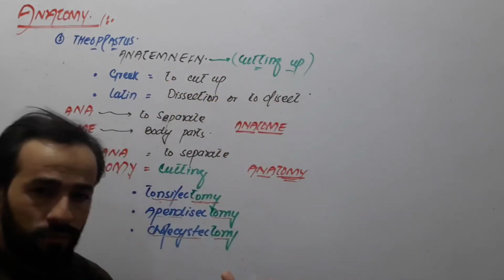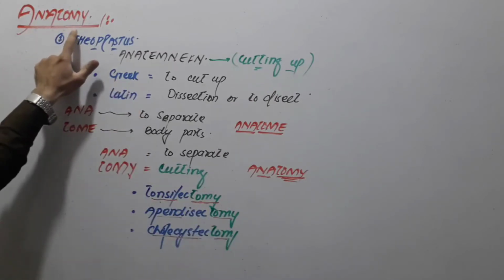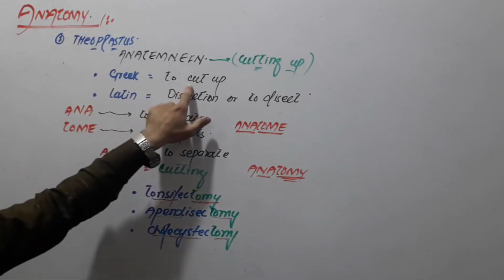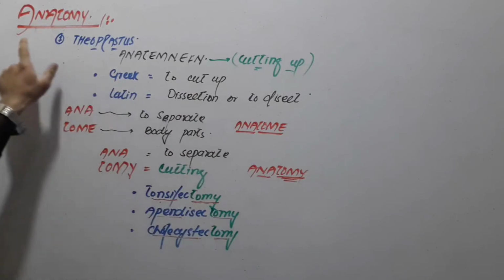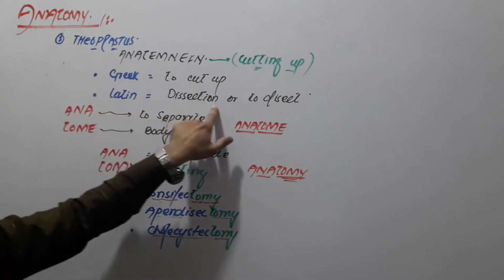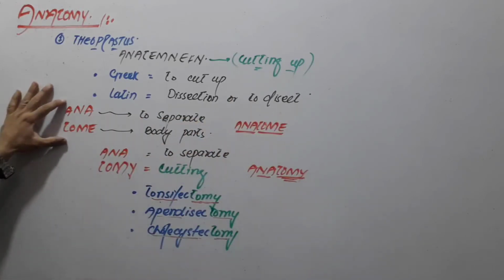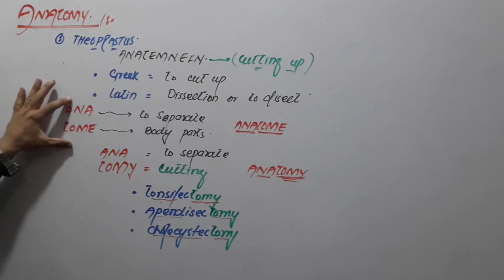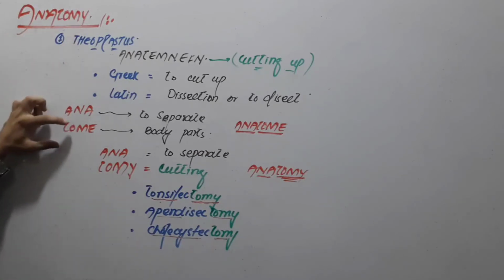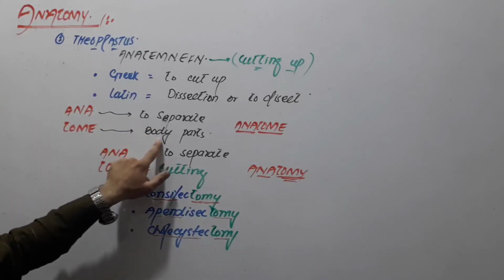Then when the knowledge was flourishing in the Greek language, this word anatomy came to be known, and in the Greek language it means to cut up. And in Latin, this word anatomy means dissection or to dissect, right? And if we want to know the complete meaning, this one word is made up of two subwords. Ana means to separate, tome means body parts, right?